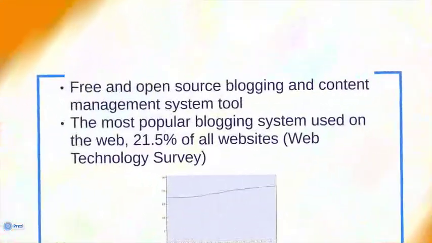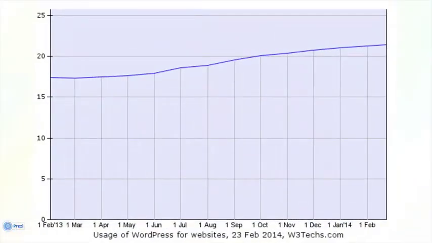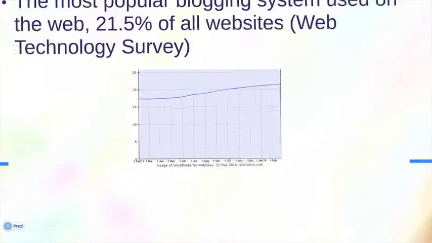Now, let's start from the definition of WordPress. WordPress is a free and open source blogging and content management system tool. It is the most popular blogging system used on the web today. According to Web Technology Survey, 21.5% of all websites are using WordPress. That's amazing. See, this is the survey.